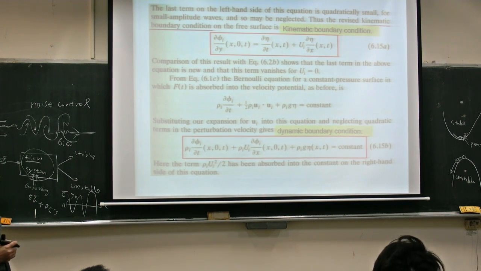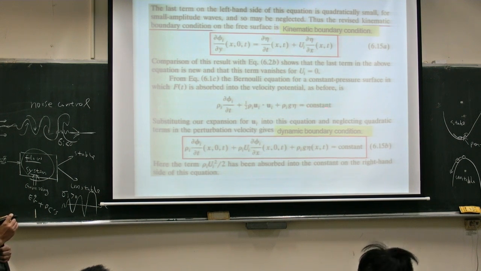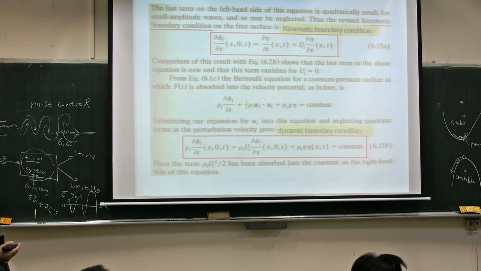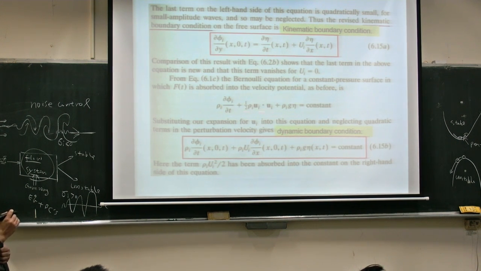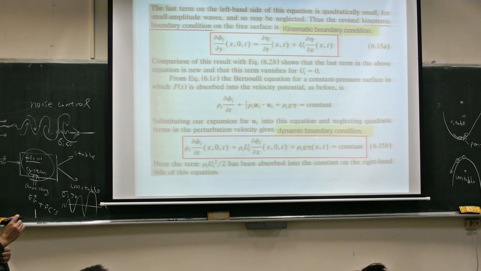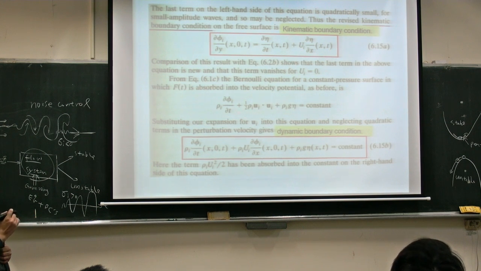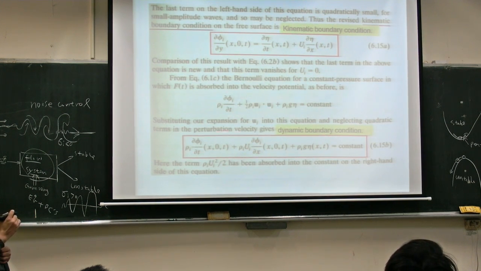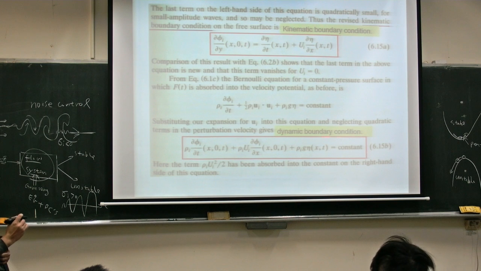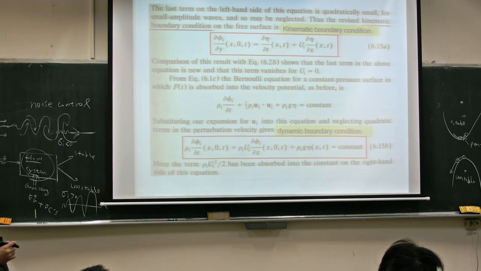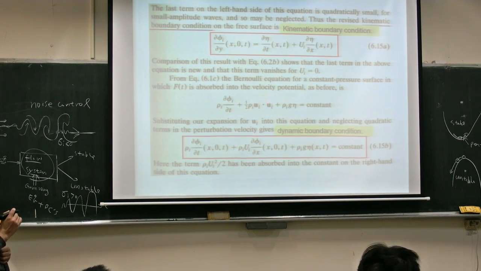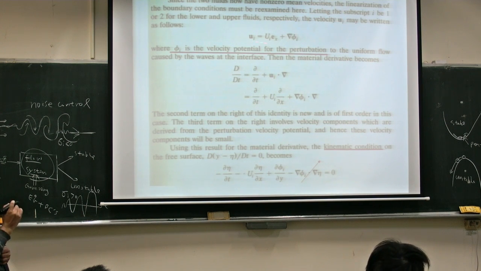As you can see here, this constant gives you the pressure, right? This constant gives you the pressure. So later we can say this one is the... This is the dynamic boundary condition. So we introduce the dynamic boundary condition for our physical problem. And here ui dot ui, and ui should be represented by this.